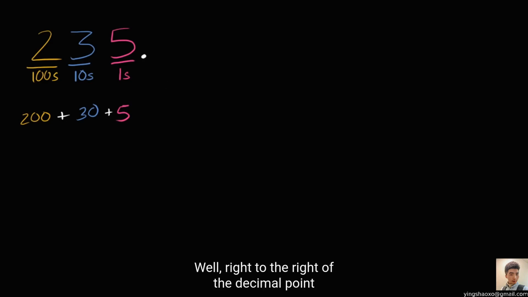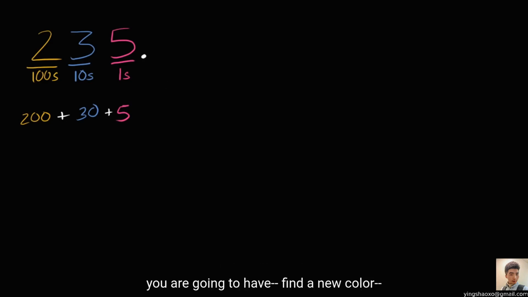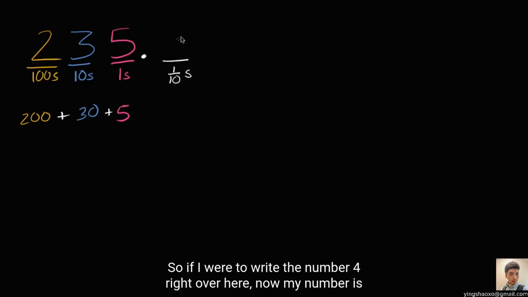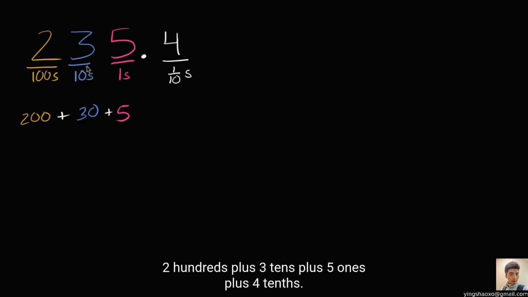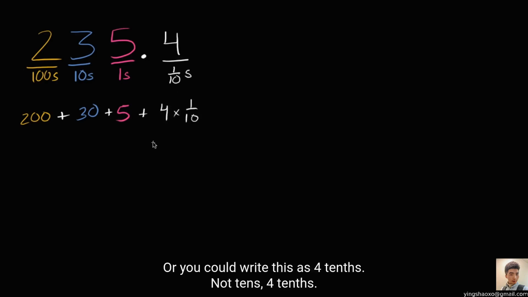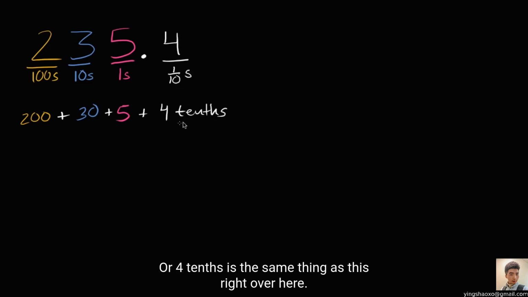Right to the right of the decimal point, you are going to have, let me find a new color, the tenths place. What does that mean? Whatever number I write here tells us how many tenths we're dealing with. So if I were to write the number 4 right over here, now my number is 200 plus 3 tens plus 5 ones plus 4 tenths. You could view this as 4 times 1/10, or you could write this as 4 tenths, not tens, 4 tenths.